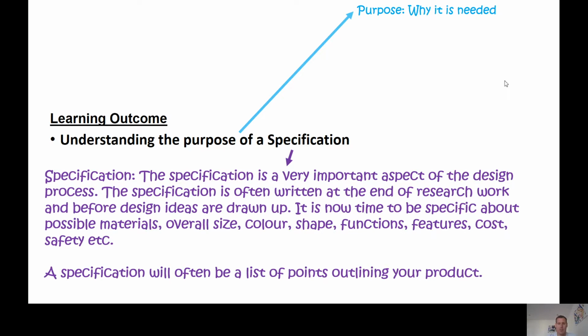It's often written up as a sort of end of research work. It's a bunch of bullet points, which we do before we create some design ideas. That then, when we're doing our ideas, make sure that all of our ideas we create really link to the research that we've done. So our specification is basically going to be a list of points outlining your product to look at things like size, color, shape, functions, which is what it does, the cost that it might be, and the safety. Okay, if you need to pause the video to make those notes, feel free. I'm now going to move on.